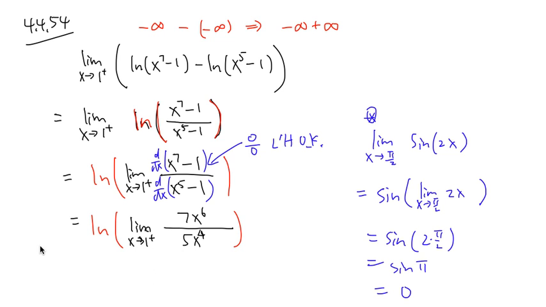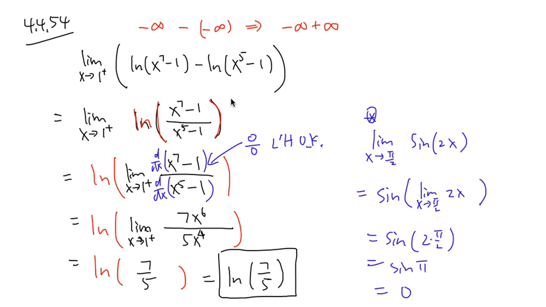But don't forget we still have the ln on the outside. Let me write this down first. We still have the ln, and then the inner part is going to be 7 over 5. So that's it. The answer to the original limit is equal to ln of 7 over 5. And let me change everything back to one single color, black. This is the answer to that question.